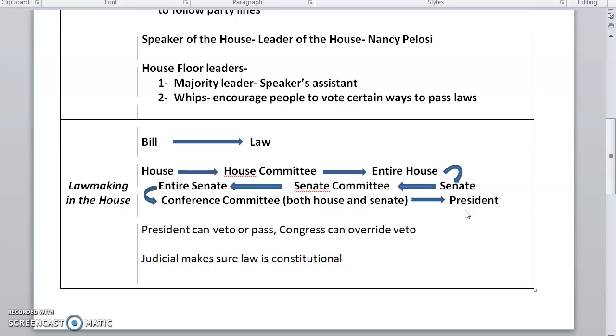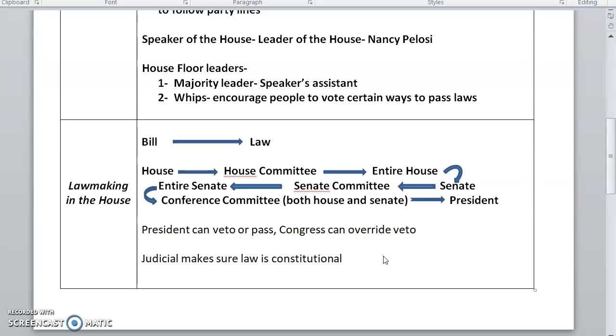They can override that. And remember, part of the judicial branch's checks and balances is to make sure that law is constitutional. If at any time through this process they say it is unconstitutional, that it goes against the U.S. Constitution, it's done. It's over.